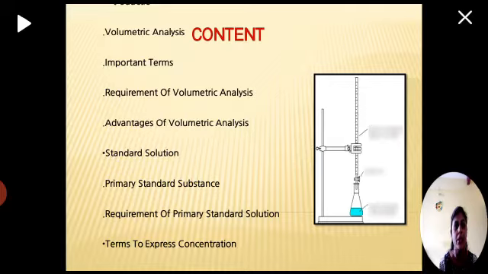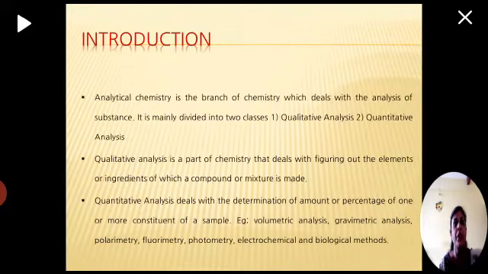It comes: introduction, volumetric analysis, important terms, requirement of volumetric analysis, advantages of volumetric analysis, standard solution, primary standard substance, requirement of primary standard solution, terms to express concentration. Moreover, I am going to take here the classification of volumetric analysis also. So let's start with the introduction.